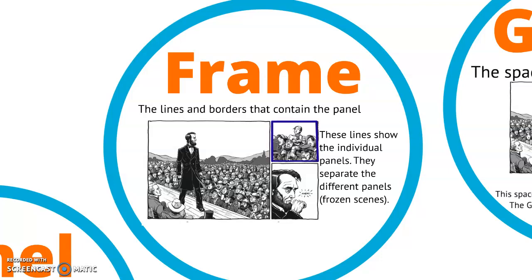Okay, now frames. We went from panels to frames. The lines and borders that contain the panel. These lines show the individual panels. They separate different panels. These frozen scenes, same situation. Abraham Lincoln in one scene on the stage. You can see where they've bolded the lines with the close-up of the crowd, anticipating his words, and then Abraham Lincoln clearing his throat. Okay, the three frames.